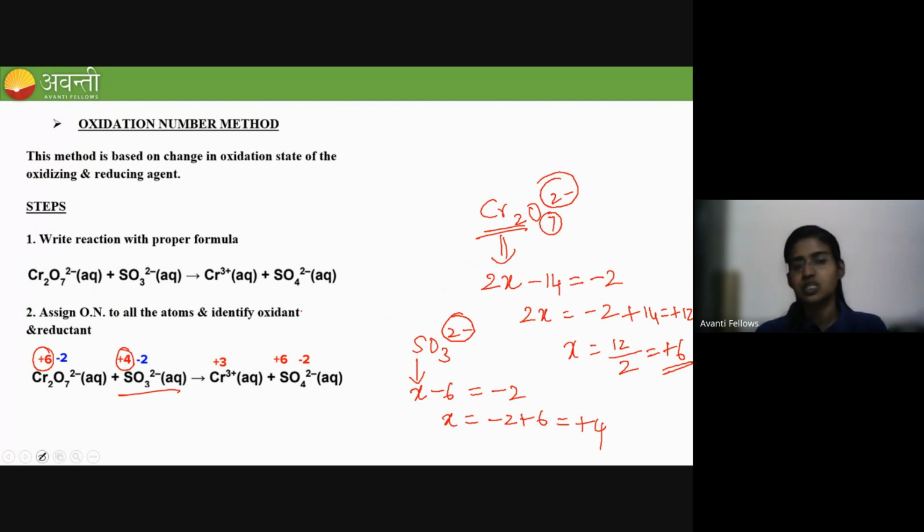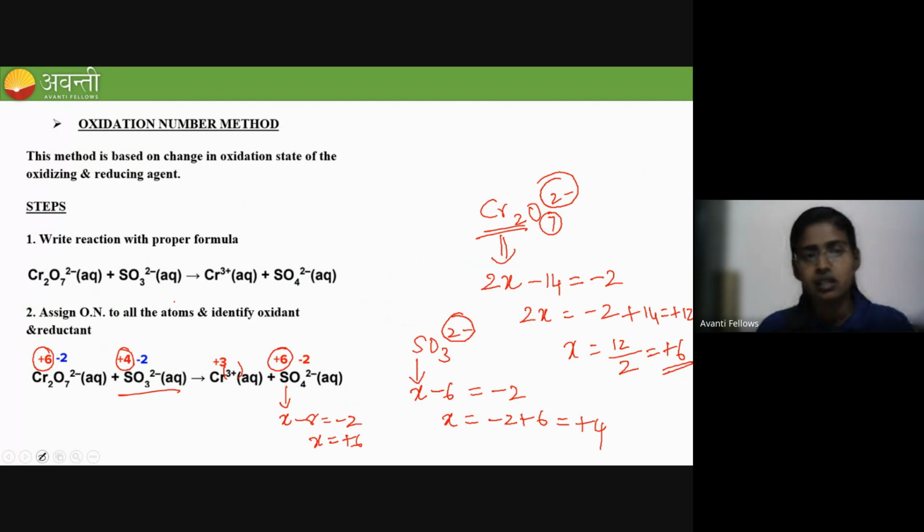In the same way, if you calculate, here we already have plus 3. And here if you take X, 4 into minus 2 is minus 8, which is equal to minus 2. So X will be equal to plus 6, since minus 2 plus 8 is plus 6. That's why we are writing plus 6. Is that okay now? Fine. Shall I go with the third step?